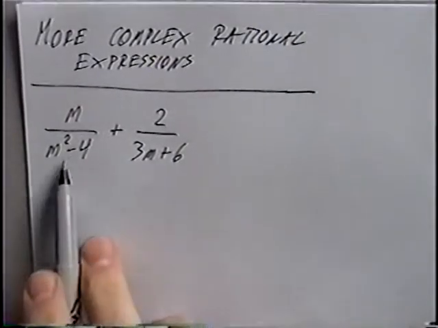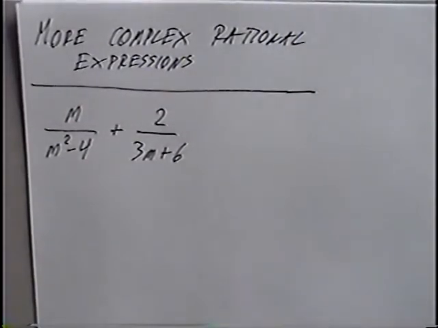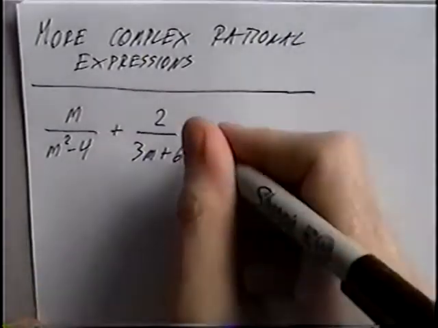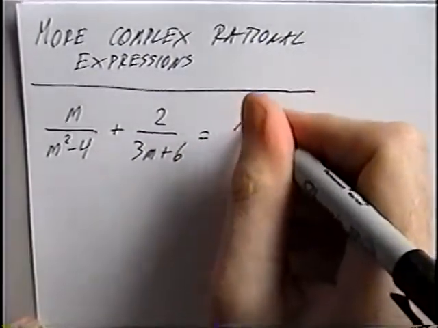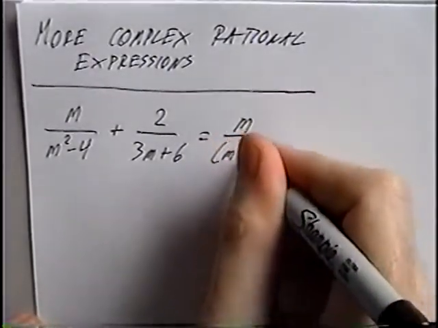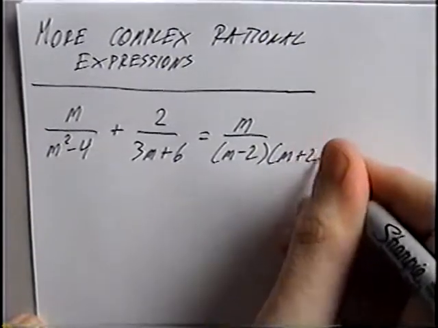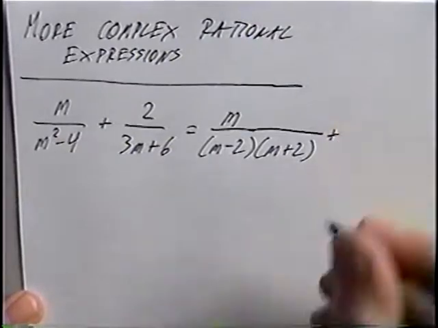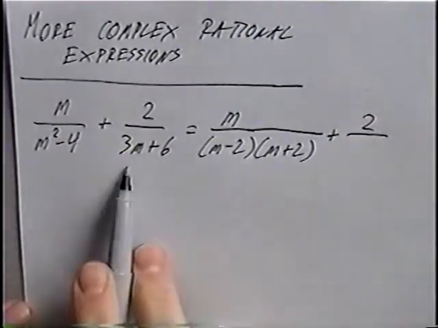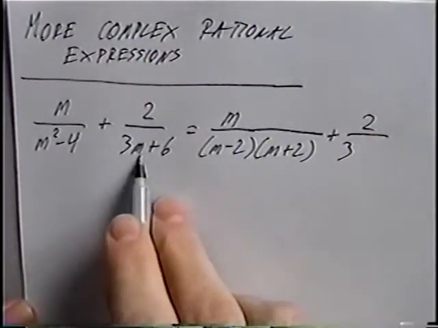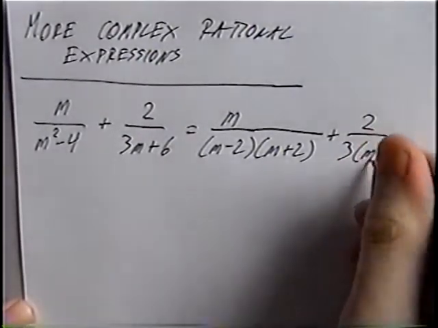And again, before we can add fractions, we have to have the same or common denominators. For this question, we can actually factor each of these denominators. If you factor the first one, m would stay the same in the numerator. Difference of squares would be m minus 2 and m plus 2. And the second fraction, you can take out the greatest common factor, which would be 3, and you're left with m plus 2.